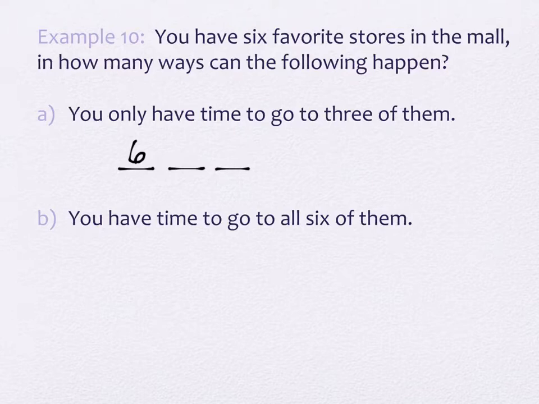I wouldn't do that. So once I've gone to one store, I don't return, which means how many stores do I have to choose from after I've chosen the first one? 5. And by that same reasoning, I would have 4 after that. So if I have 6 times 5 times 4, how many different combinations, groupings, whatever you want to call them, different ways could I go to 3 of my 6 favorite stores? 120.